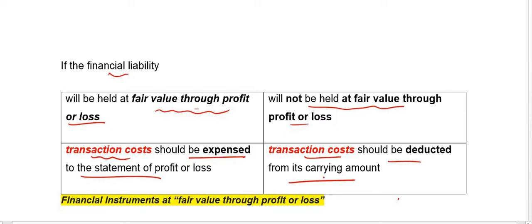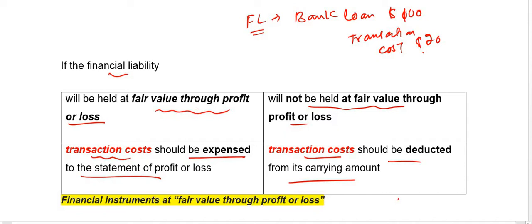Let's say here we have a financial liability, a bank loan, and its value is $100, and here we have some transaction cost, and the transaction cost value is $20. Normally the bank loan is subsequently measured at amortized cost. So when you are measuring the bank loan at initial recognition, what will you do? Initially it will be recognized at fair value, and the fair value is $100.